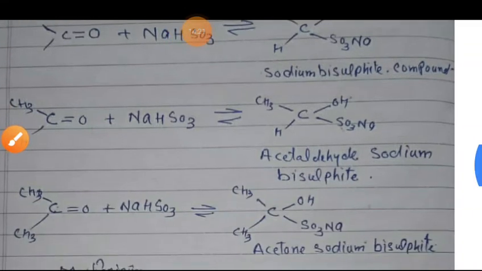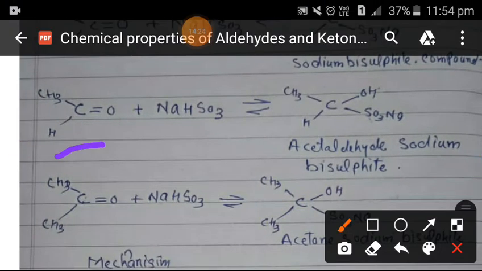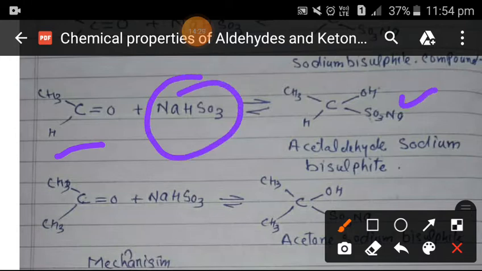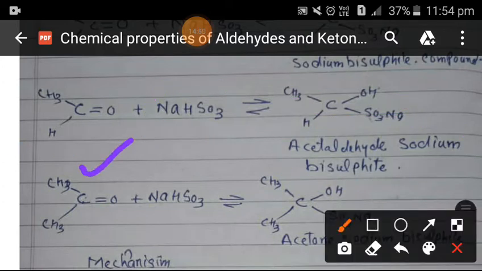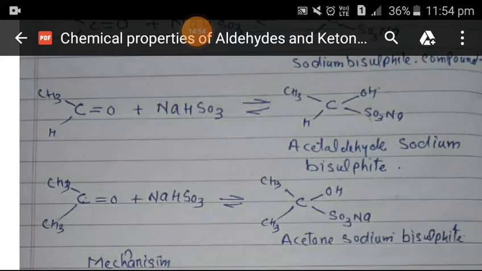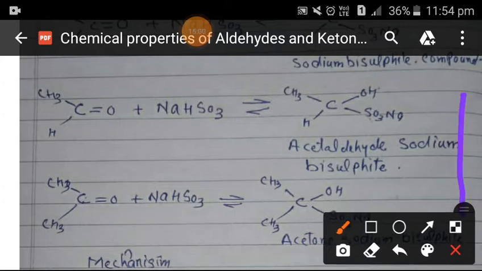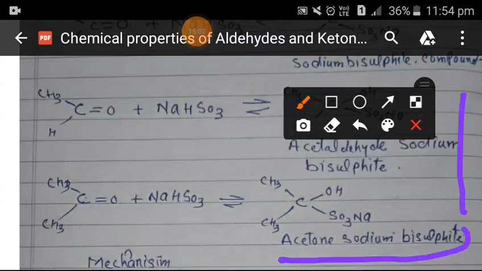Let us see. Take the example here. If you are taking the aldehydes under consideration, treating with sodium bisulfite, the product formed will be acetaldehyde sodium bisulfite. In case of the cyanohydrin, we saw that acetaldehyde cyanohydrin addition product was formed, but here acetaldehyde sodium bisulfite is formed in case of aldehydes. Clear? Similarly, in case of ketones, when treated with sodium bisulfite, acetone sodium bisulfite is formed here.